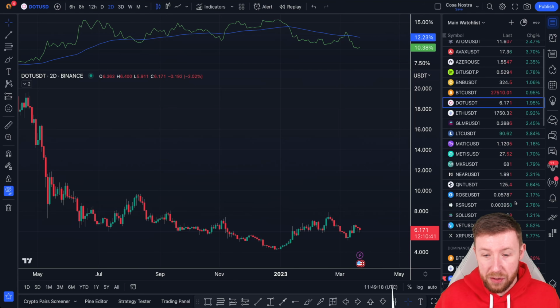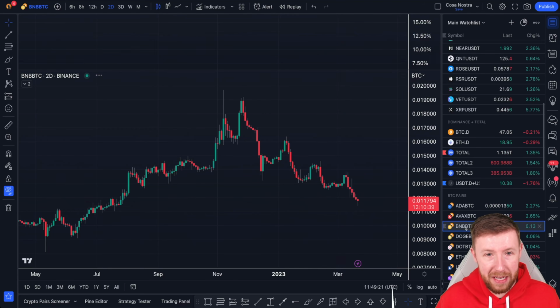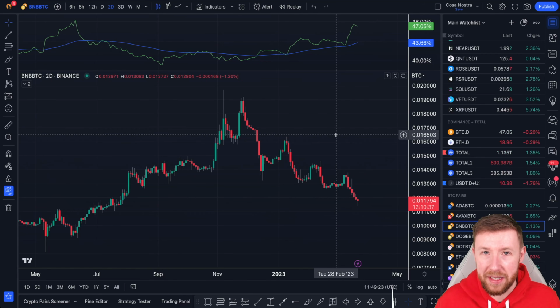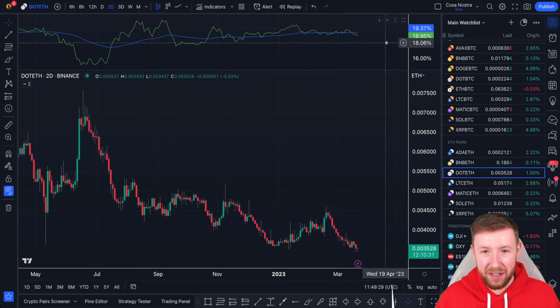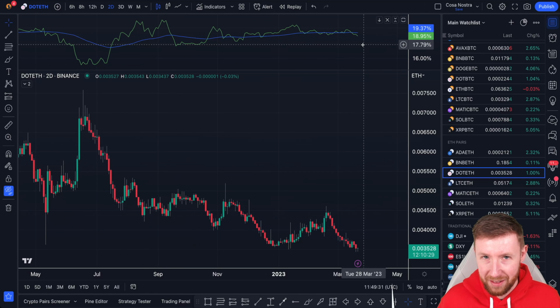However, if you go down to a BTC pair like BNB BTC, it will show the BTC dominance. You get the idea? Cool. Again, if you go into the Ethereum pairs, you can see the Ethereum dominance at the top. So it's wonderful, right? That alone is like a tick in the box. So you don't have to have multiple little charts, right?